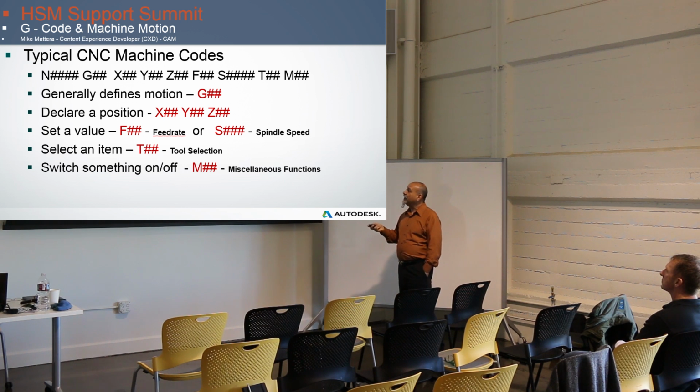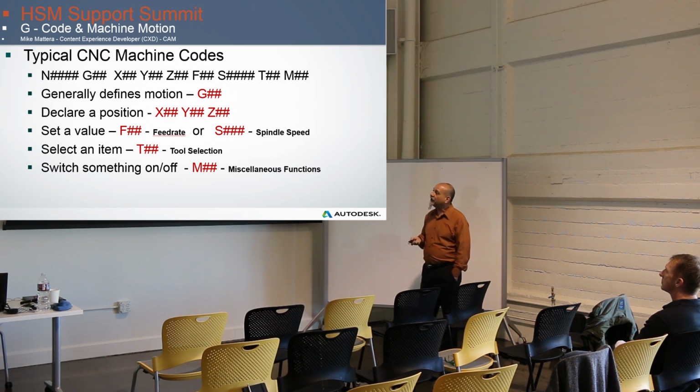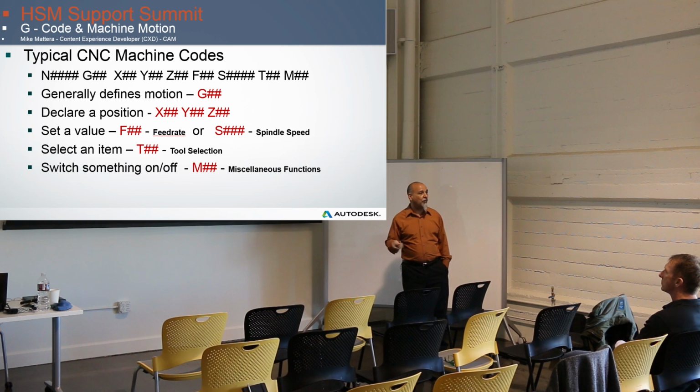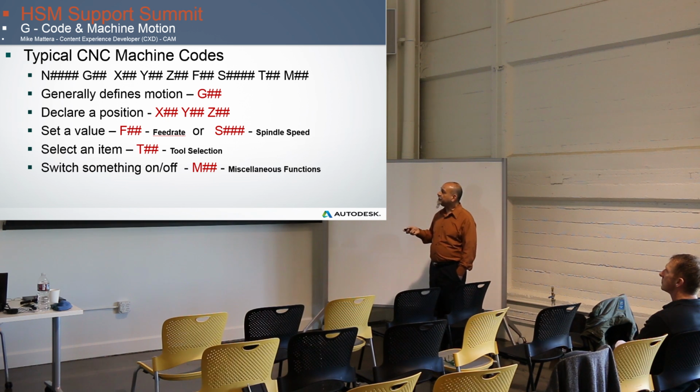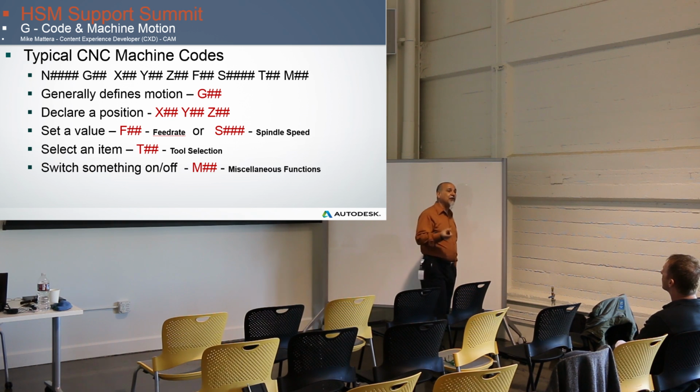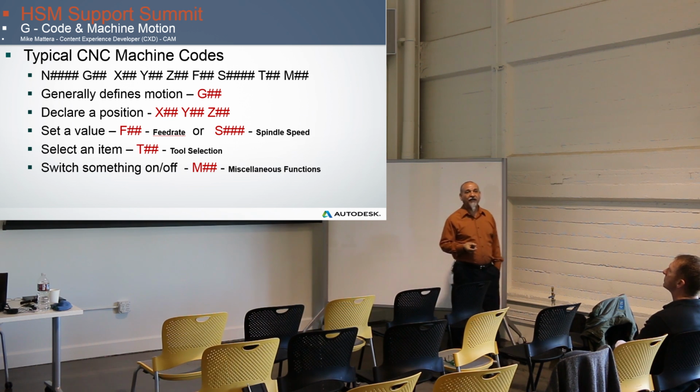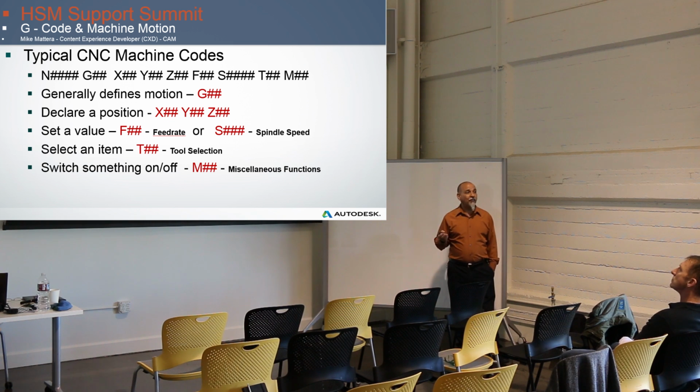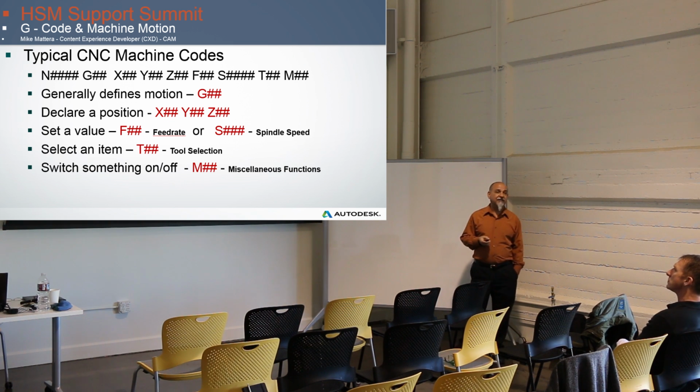And we're using T to select our tool, to select which tool we're going to be using in this job. And then we use an M for a miscellaneous function. And miscellaneous functions are used to turn things on and turn things off. There's a variety of things that you may want to turn on and off on a machine tool.